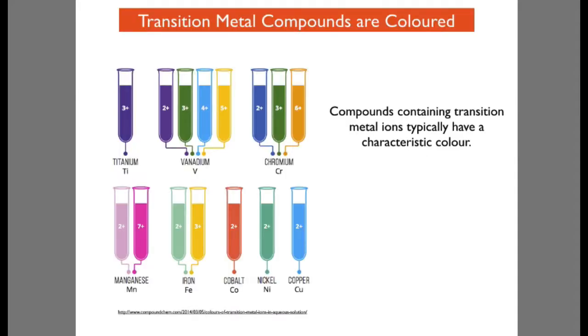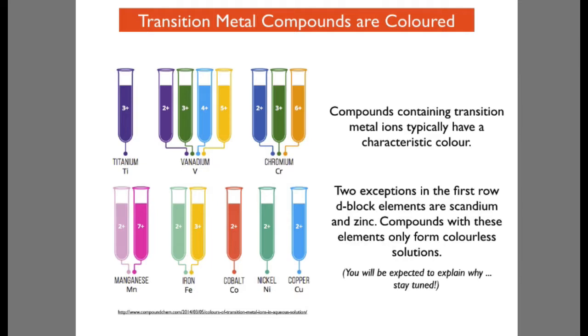So transition metal compounds are coloured, and the compounds containing transition metal ions typically have characteristic colours. For example, titanium 3+ is kind of a purple colour, vanadium 2+ is kind of purple, vanadium 3+ is green, vanadium 4+ blue, vanadium 5+ yellow, etc. So they have their own unique colours, typically. There are exceptions. In the first row d-block elements, scandium and zinc compounds only form colourless solutions, and you'll be expected to explain why.